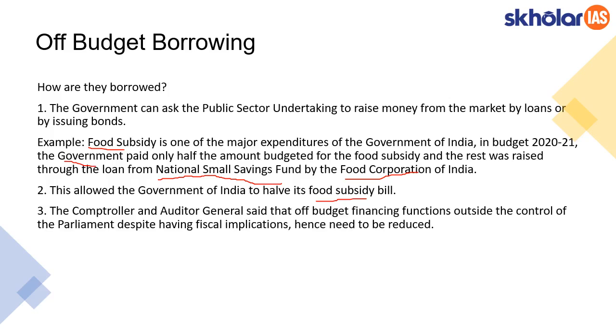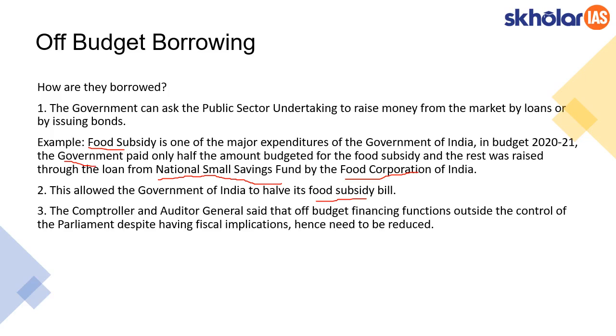So students, the important point for prelims is that you should understand what off-budget borrowing is, because there could be a single statement question where they give four illustrative options and ask you to select which of the following is a type of off-budget borrowing. For that you should have a deeper understanding of the concept itself.